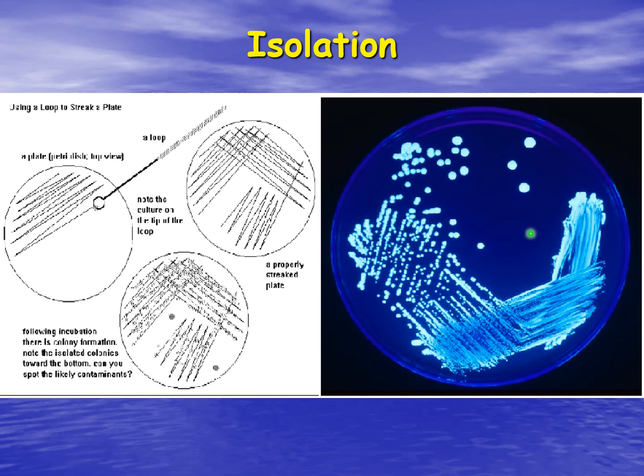What this does is, in effect, dilute the number of cells each time we make a new set of streak lines. And so what we'll find is out here in the third or fourth streak line, we begin to see single colonies. Now I could take a sterilized loop and pick that up and put it into another media.